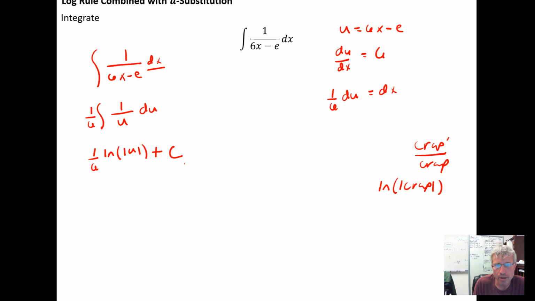And then once we've added on our constant of integration, we're going to substitute back in for u the substitution that we made to begin with. So we're going to get the absolute value of 6x minus e plus the constant of integration. So this is example 1. Notice this is a linear function inside of the absolute value. So the linear function can take on negative values. So we want to leave that absolute value symbol in place.